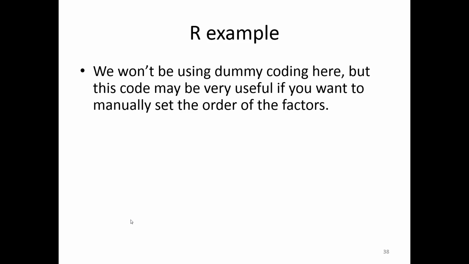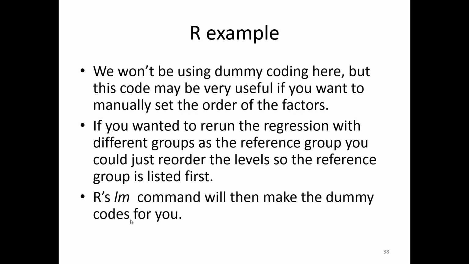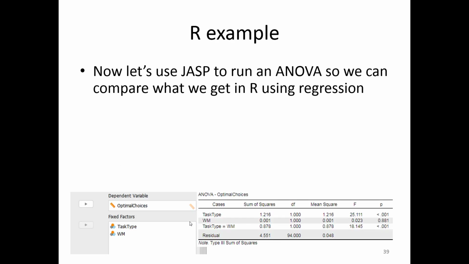So yeah, like I was saying, we won't be using dummy coding here, but this code could be very useful if you want to manually set the orders of the factors. So if you wanted to rerun the regressions with different groups as a reference group, you just reorder the levels so the reference group is listed first. Okay, and then R's linear model command will make the dummy codes for you, and then run the linear model command with those dummy codes. This also applies if you use the BRMS package. The BRM command will work the same way. And the LME4 command will as well, so LMER or GLMER.